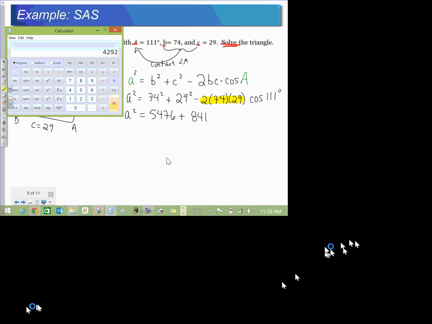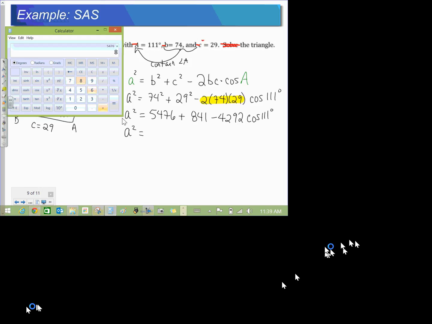For 292, so 4,200. Whoops, let's undo that change. So 4,292 multiplied by the cosine of 111 degrees. All right, let's keep on moving. Let's find the sum of the two squares.